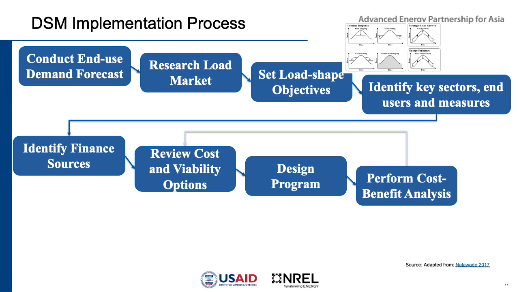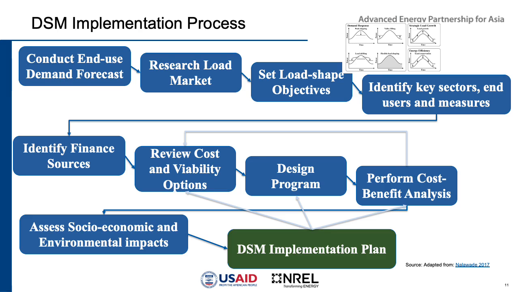And at several steps in producing the final DSM implementation plan, there's feedback loops where we might need to return to look at questions again. For example, after you perform the cost-benefit analysis, you might need to return to review the cost and viability options. Or once you have your DSM implementation plan, you may need to return to different steps in the process to see what the feedback effects are.